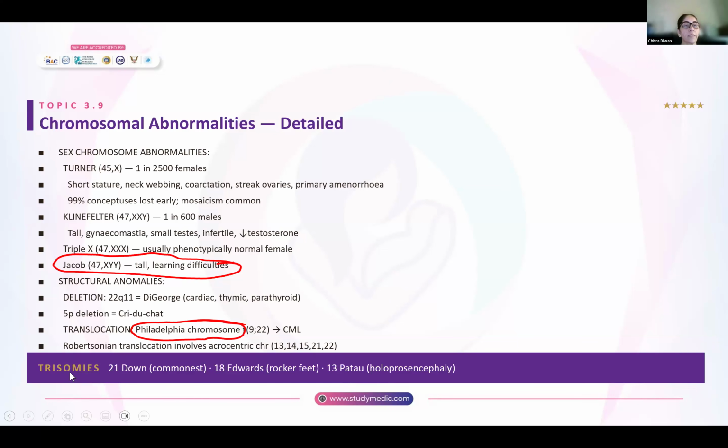Trisomy 18 is Edwards and trisomy 13 is Patau. So Robertsonian translocation can very rarely give rise to trisomy 13.